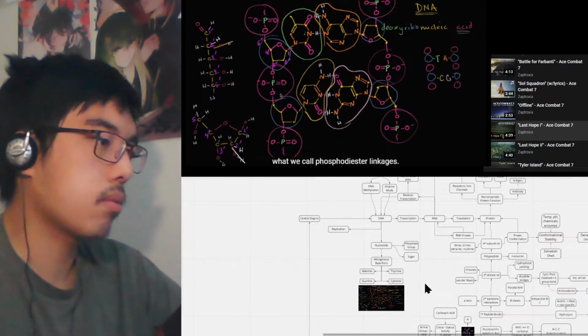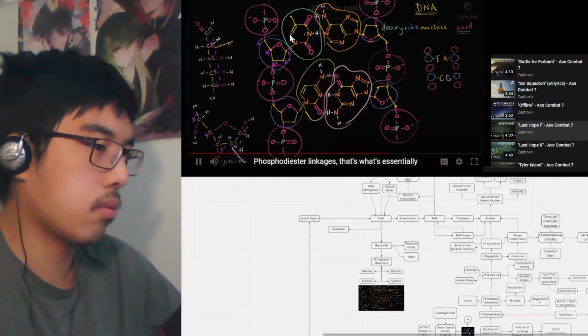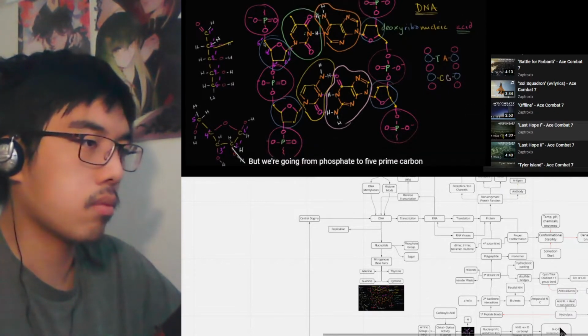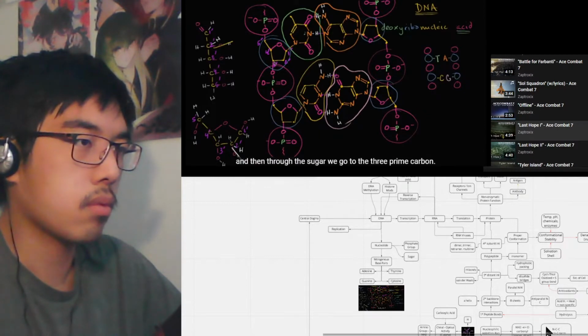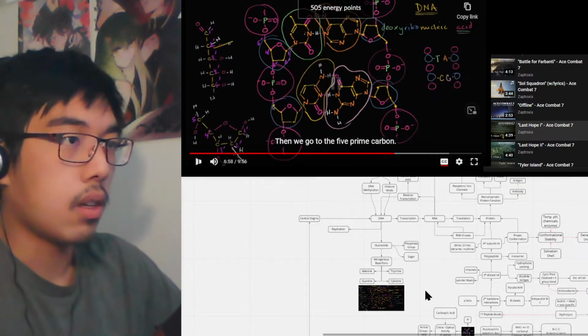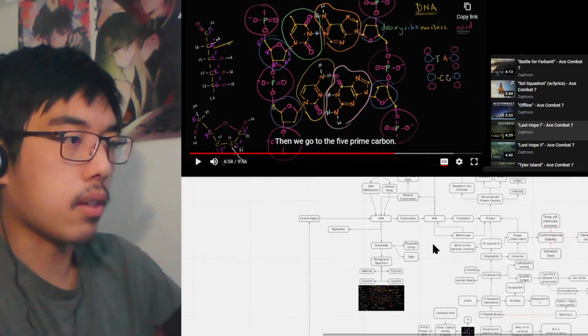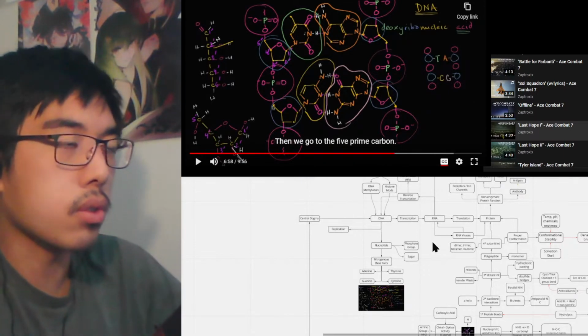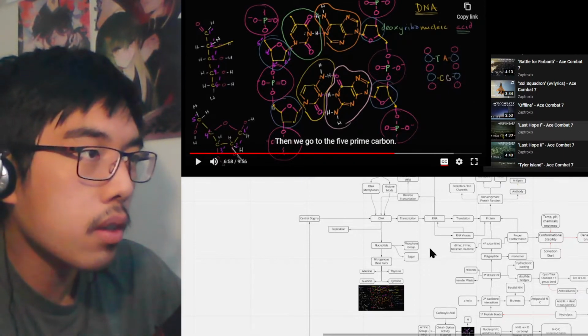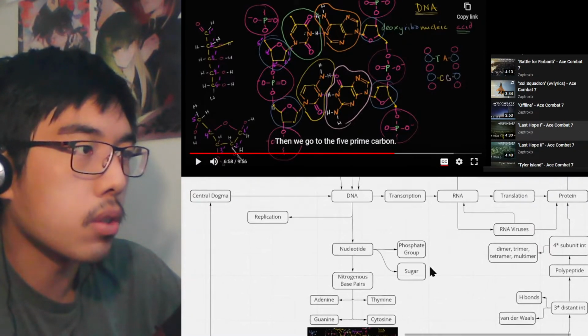And so one way to think about it is, we go phosphate group, and it's connected with what we call phosphodiester linkages. Phosphodiester linkages are essentially what's allowing these backbones to link up. But we're going from phosphate to 5' carbon and then through the sugar, we go to the 3' carbon, then we go to another phosphate, then we go to the 5'. Hey, okay, so I always got confused about 3' and 5'. I feel like this is so much clearer.